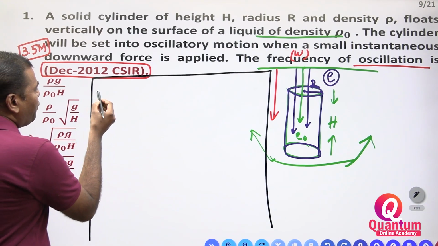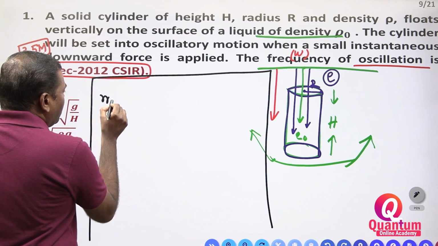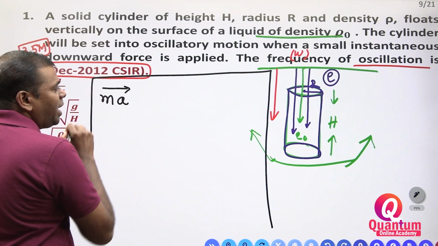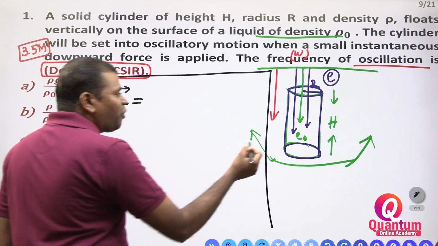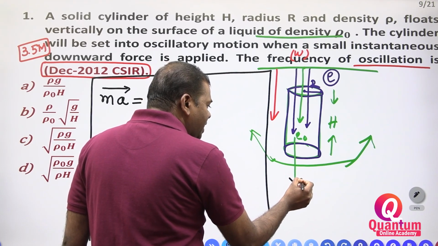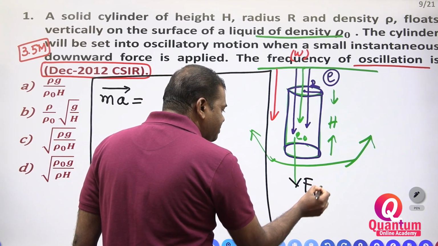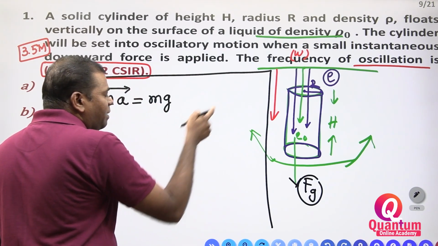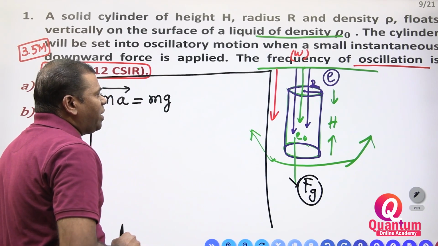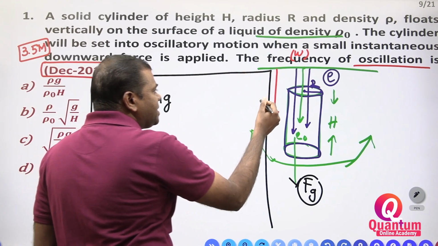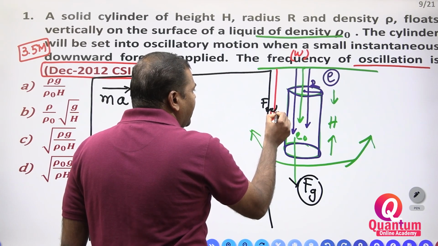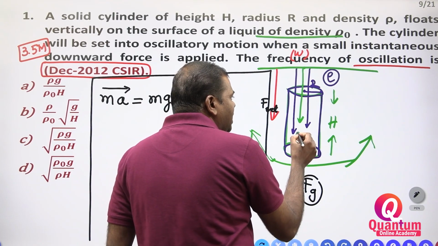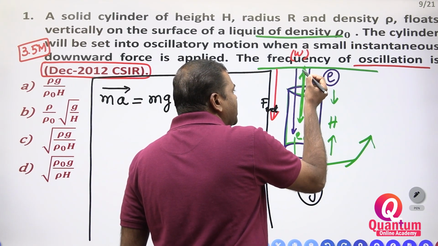Newton's second law. From Newton's second law of motion, the external force, MA, is equal to Fg, the gravitational force, that is mg, the weight of that cylinder towards the downward side. Now I am applying this external force. There is an equivalent, this is the oscillator. That's why there is an equal and opposite force working.